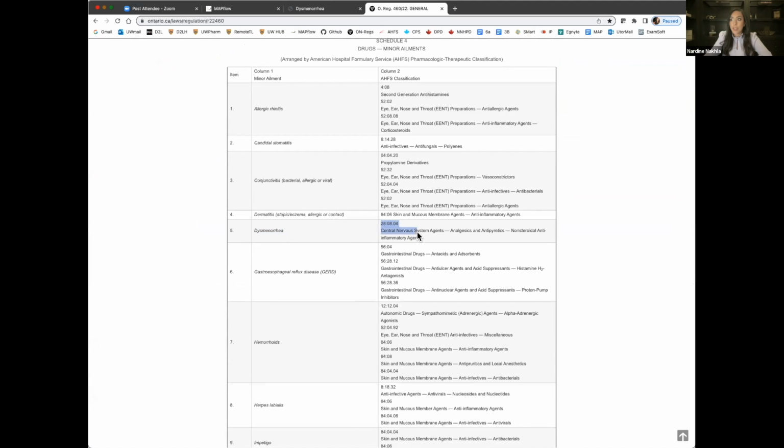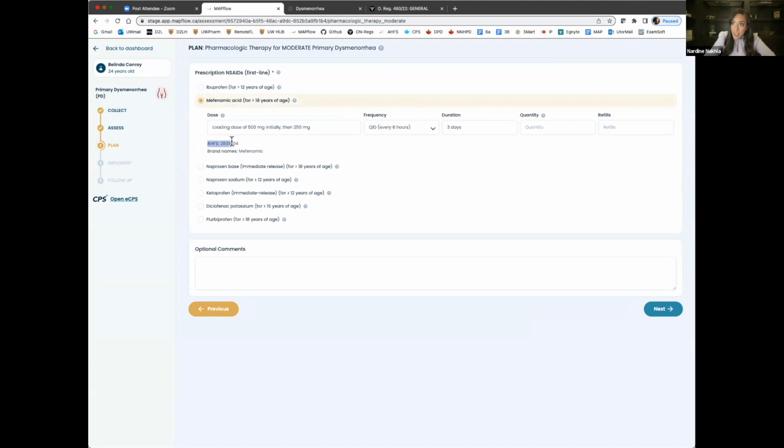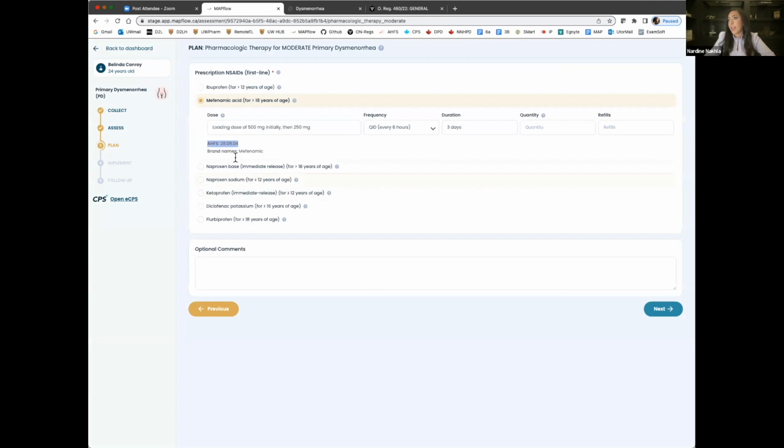That is the AHFS classification that you can prescribe within, but the agents are not listed there. Again, so here, if you go to any of these agents and you click on them, the AHFS class is there. So you'll see 280804, compare that to the regs. Yep, I am within scope. I can prescribe that agent.